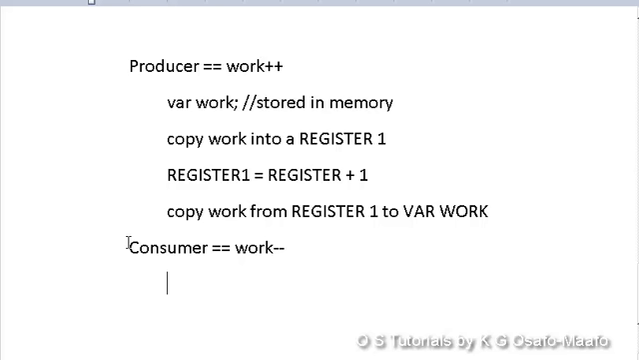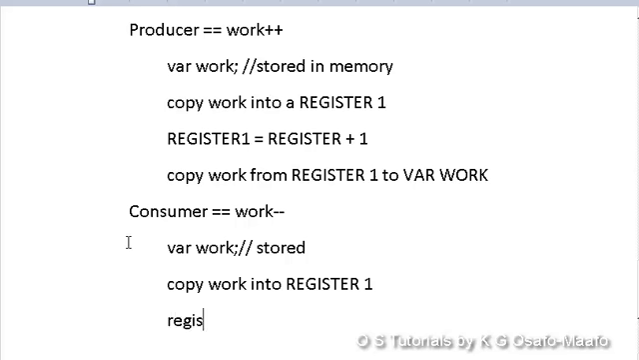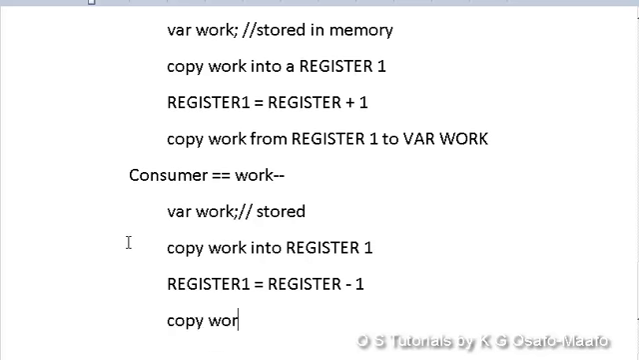Similarly, look what the consumer has to do. He also has to go and copy work, which is stored somewhere in memory. He's going to copy work into some register, take whatever is in that register and reduce it by 1, and he's now going to copy work from register 1 to wherever it was in memory.